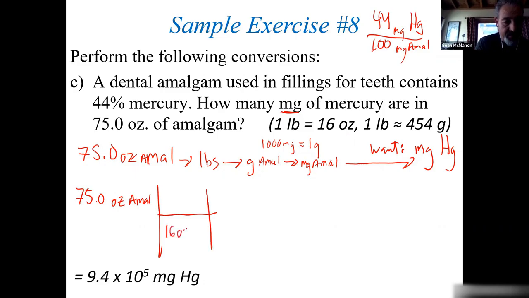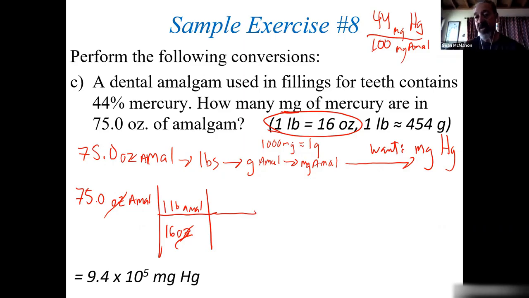There's 16 ounces per 1 pound of amalgam. Where did I get that? Right there. Ounces cancel. I'm left with pounds. I don't want pounds. I need to get to the metric system, right? I'm still in the English system. How do I get to the metric system? Right here. I'm using this English conversion of mass to get to grams, which is a metric conversion.